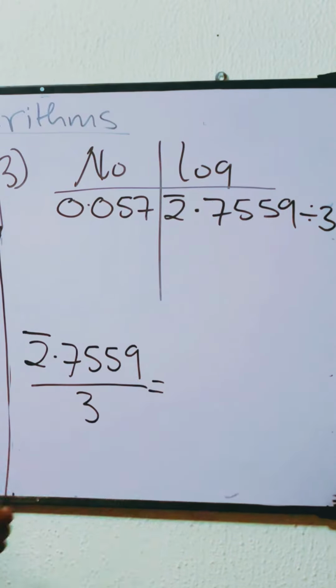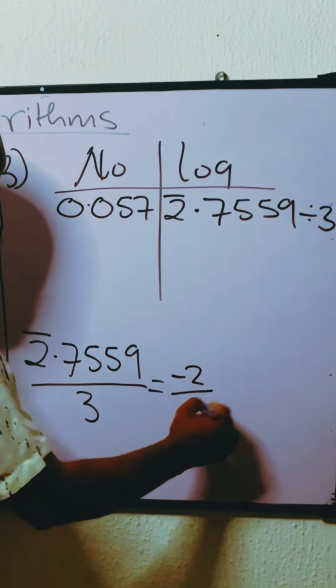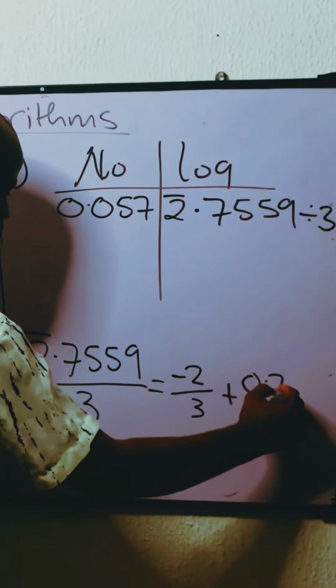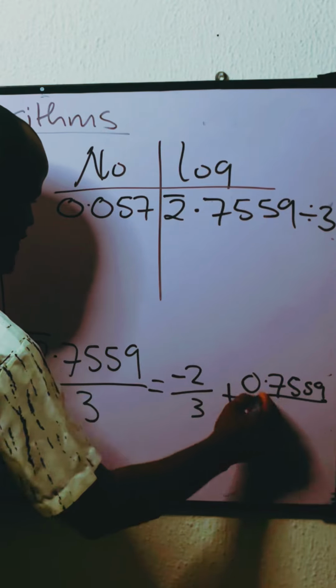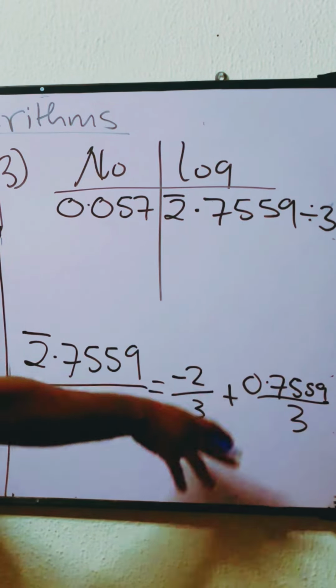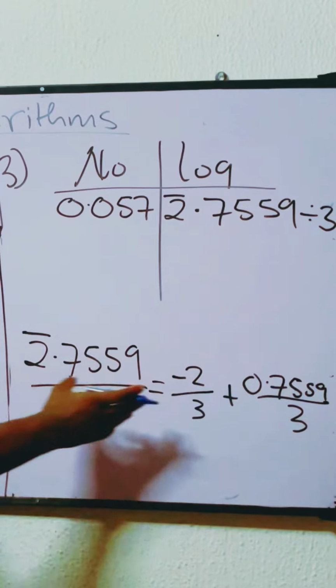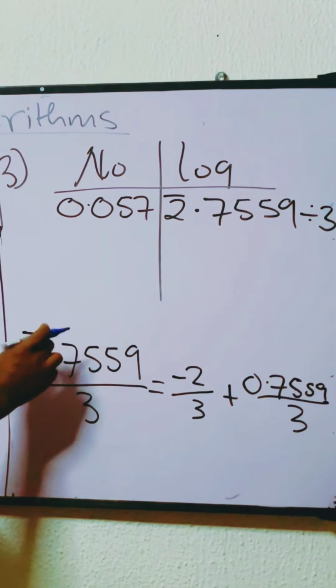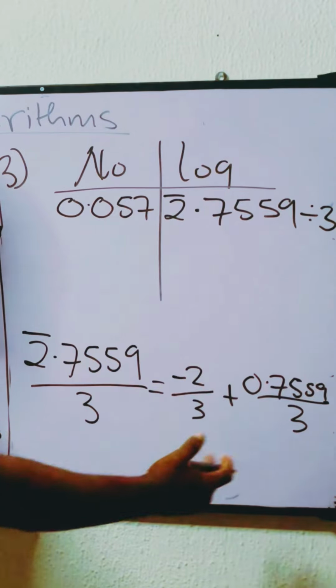So this becomes minus 2 over 3 plus 0.7559 over 3. Now observe that I've not really changed anything, because these are like two fractions. If I sum them up together, I'm still going to get negative 2.7559. But there's a reason why I needed to separate it this way.